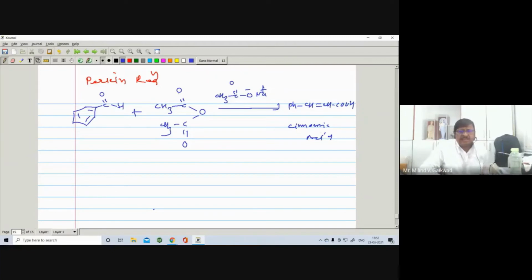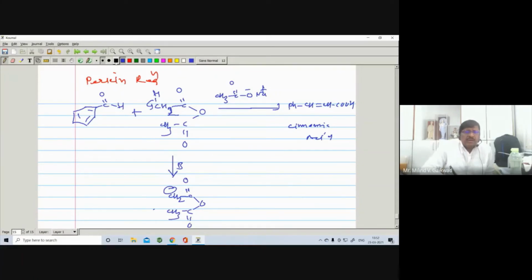Now, what is the mechanism of the reaction? In the mechanism, what happens? Here, there is a reaction with the base. The base is sodium acetate. One of the hydrogens from the CH3 shifts here, C becomes negative, and there is a formation of a carbanion. So C double bond O, here is O, C double bond O and CH3.